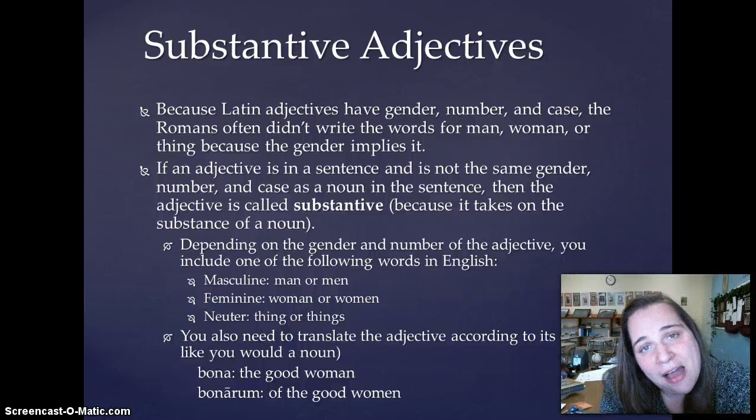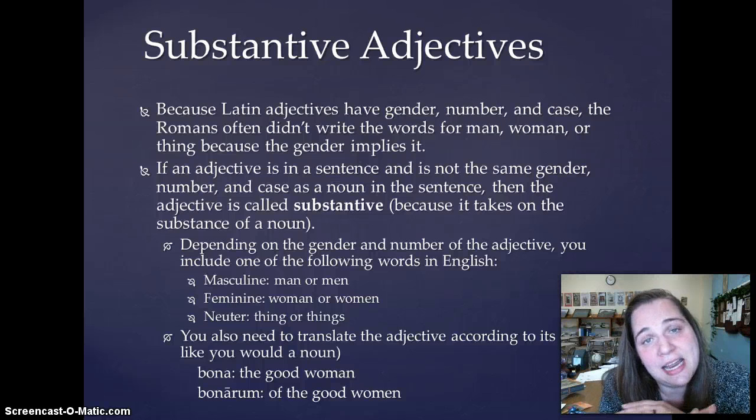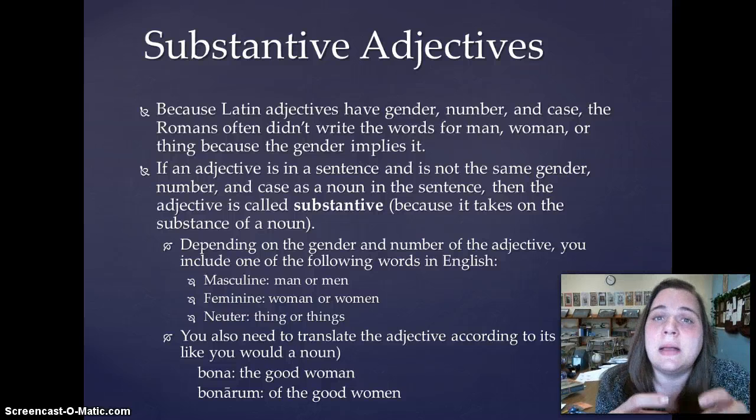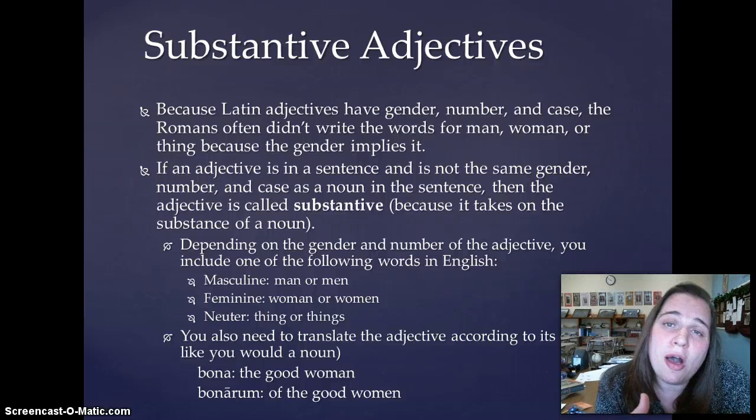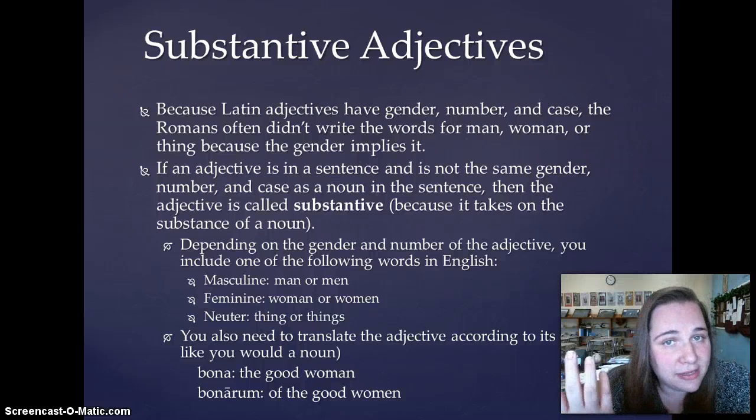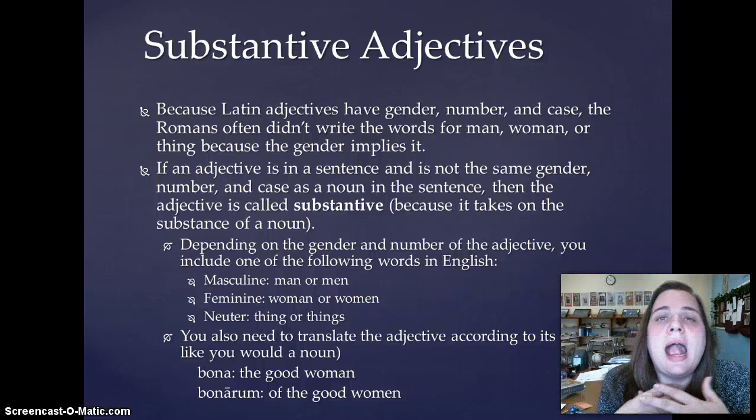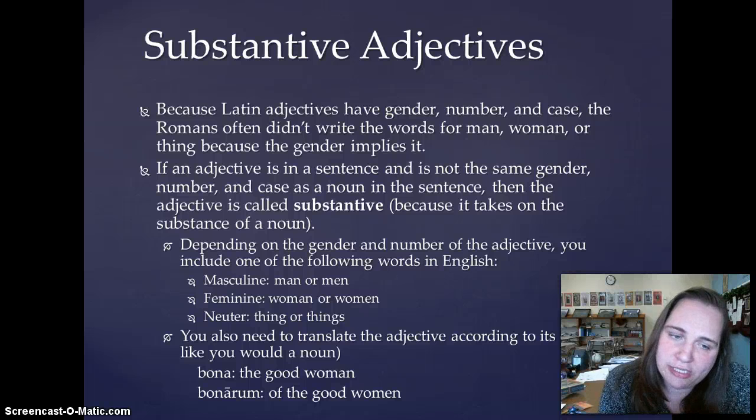The gender implies what noun you should translate after it. So if you have an adjective in a sentence that is not describing a noun, meaning that it's not in the same gender, number, and case as a noun, you have a substantive adjective, so called because it takes on the substance of a noun, okay? So how do you translate substantive adjectives?